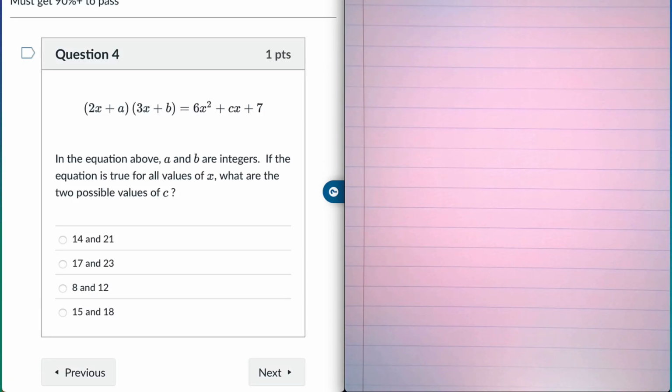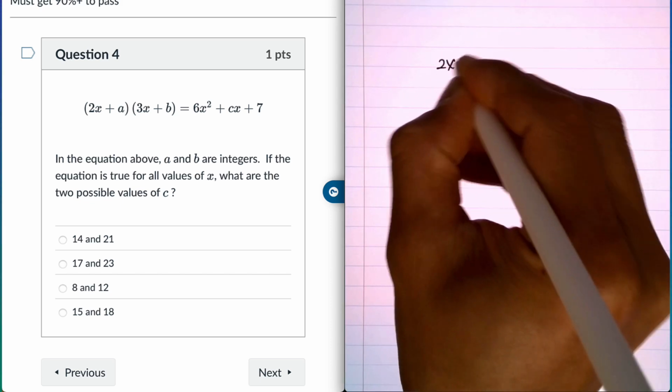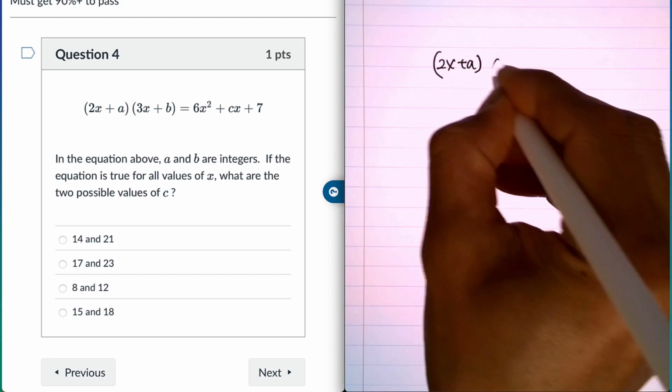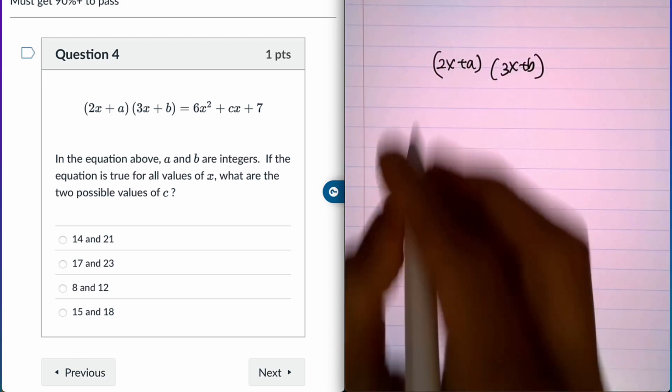So when you see this question, you will notice that we can FOIL the left side and then match the variables and numbers with the right side. But there's an extra layer here. So before we get there, let's first simplify it. So (2x + a)(3x + b). Okay, let's try to simplify it.